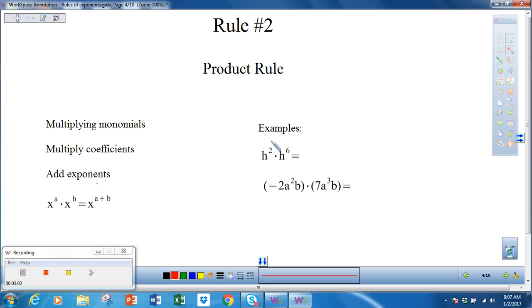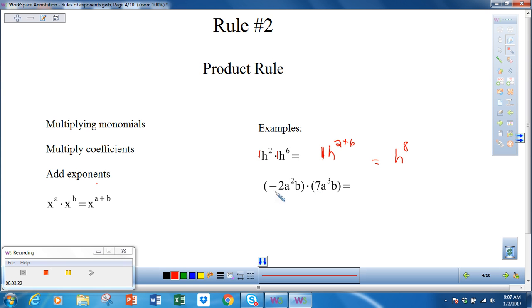Okay? So remember, when we multiply coefficients, the coefficients here are 1 and 1. So 1 times 1 is simply 1. And then we add the exponents. So this would be h to the 2 plus 6. And of course, we wouldn't write it like that. We could write it as h to the 8th.